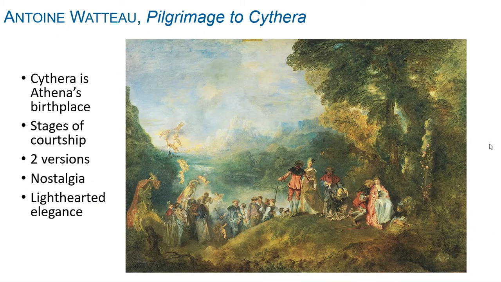So Antoine Watteau is a Rococo painter, and this is his Pilgrimage to Cythera. So Cythera is Aphrodite's birthplace. It's an island. So we're talking about a classical place. And this painting shows the stages of courtship. Watteau painted two different versions of this, and they are filled with sort of this longing or nostalgia, but it's supposed to be lighthearted and elegant, and it's wealthy people out doing leisurely things, enjoying themselves, as rich people do.